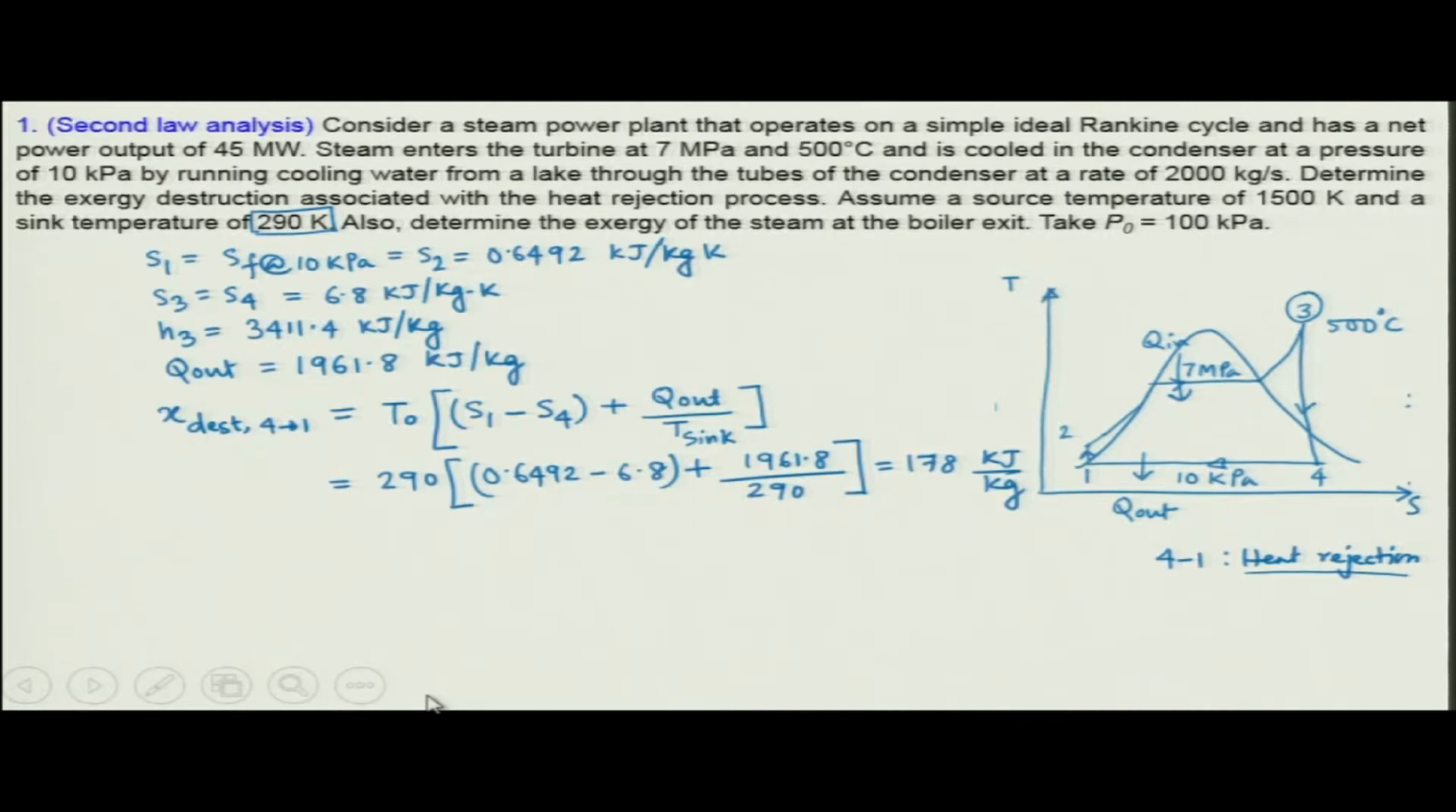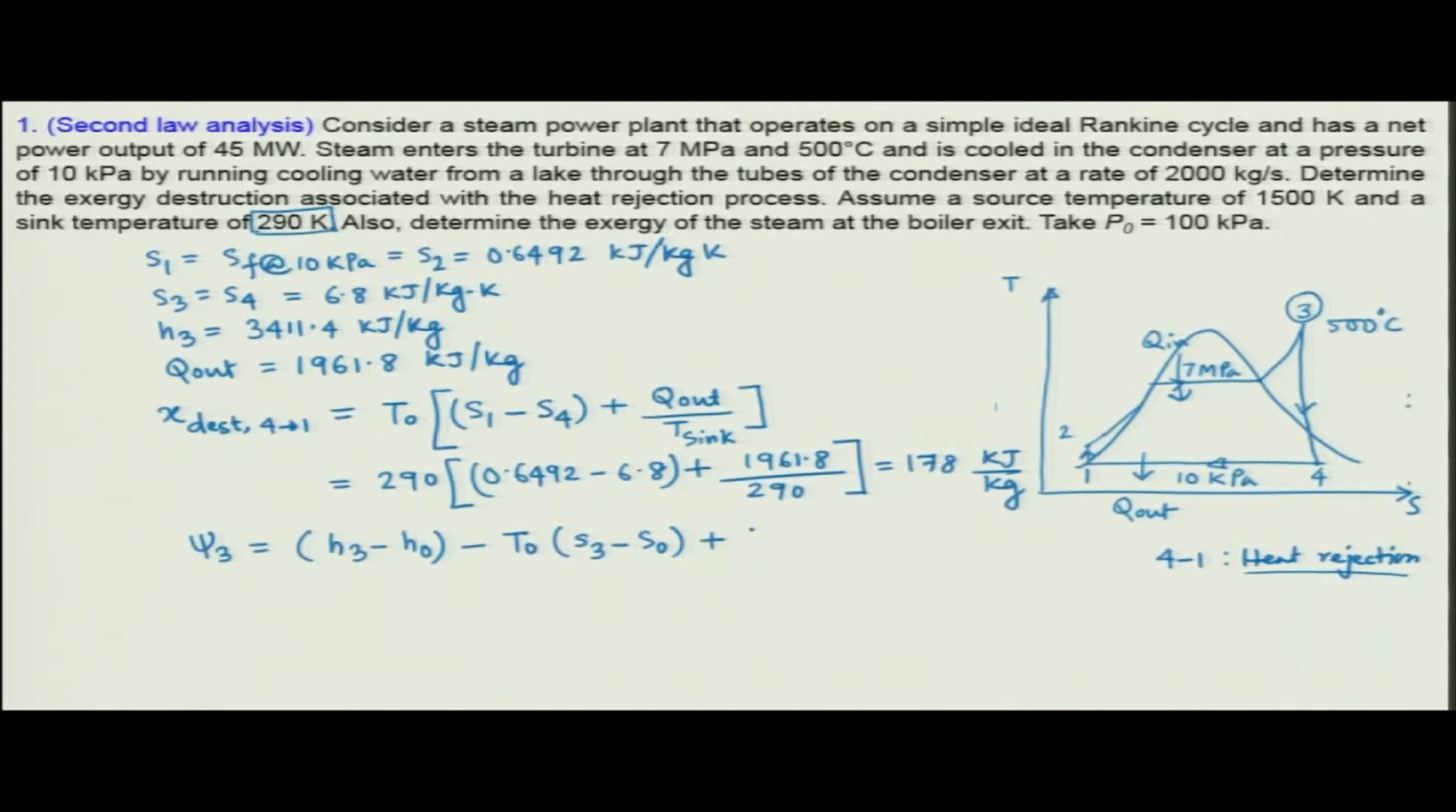Now, we need to calculate the exergy of the steam at the boiler exit. So, we have to use this formula, and psi 3 can be written as H3 minus H naught, because we are evaluating point 3, and H naught is the surrounding. So, the exergy at point 3 is equal to the enthalpy difference between point 3 and the surrounding, and then you have to subtract T naught multiplied by S3 minus S naught. So, that is the exergy.